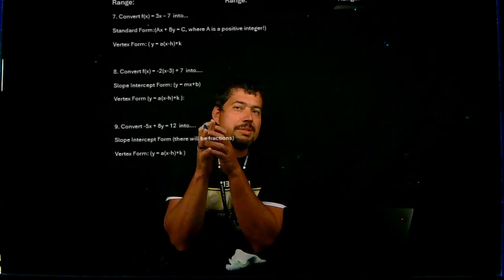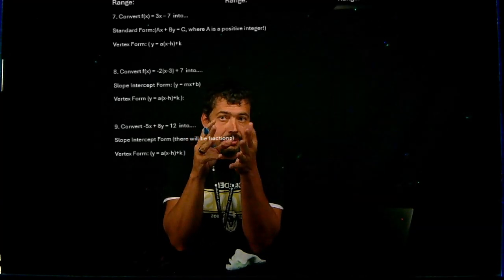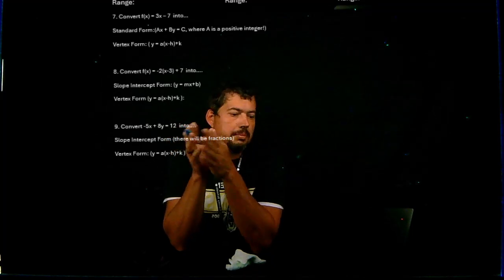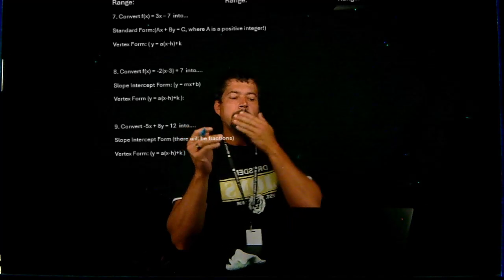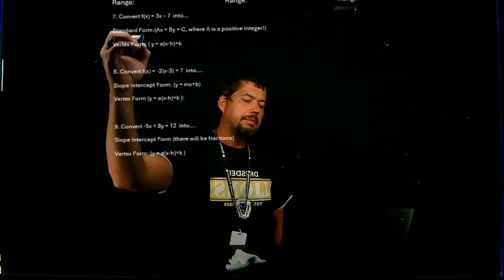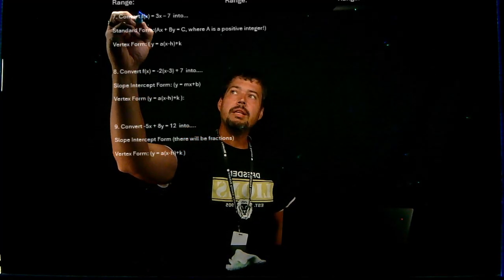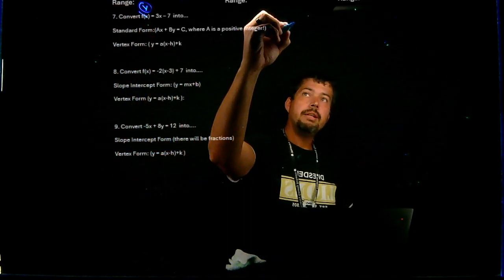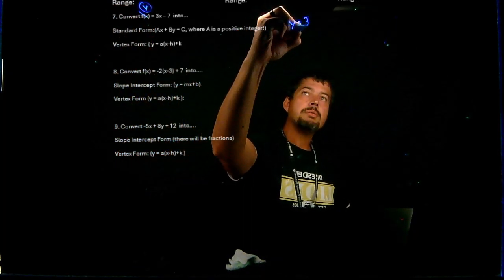And standard form is ax plus by equals a constant, where a is a positive integer. That might be the hard part, but a is a positive integer. Now, we have f of x listed, and f of x is just a fancy way of saying y, right? So, first line here, let's just say it's y equals 3x minus 7.